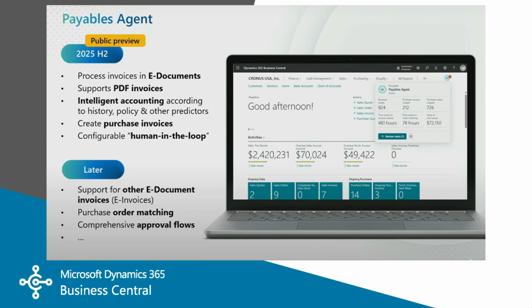This is the current functionality in the Payables agent. It can process PDF invoices. It uses intelligent accounting to look at the setup in Business Central to find the vendor, for example, and the account numbers. It's going to create a purchase invoice, but first it will create a draft, allowing you, as a user, to take a look at it. Once you're okay with it, it'll create a purchase invoice and go ahead and post that.